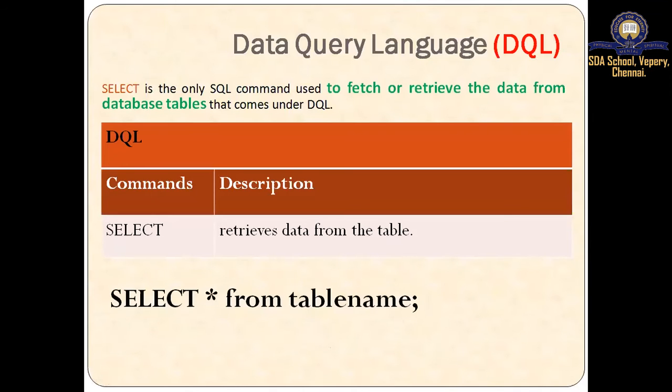Data query language. One of the simplest in SQL, because this language uses only one particular command called select. What does this command do? This command is used to fetch or retrieve the data from database tables. To get back the data from a database table, we can use DQL command. We say data query language command. So what does select do here? Retrieves the data from the table.